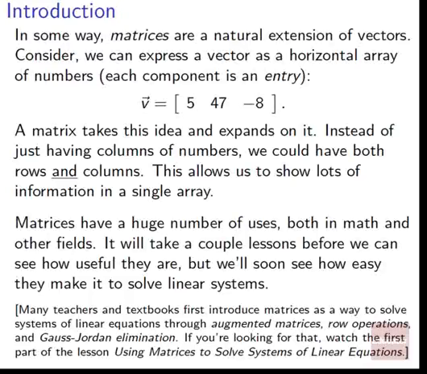So if we had some vector 5, 47, negative 8, we could also put that as 5 and then a little bit of space, and then 47 and then a little bit of space, and then negative 8, right? We've got this array that's three different locations for numbers to go, right? The sort of rectangular array.